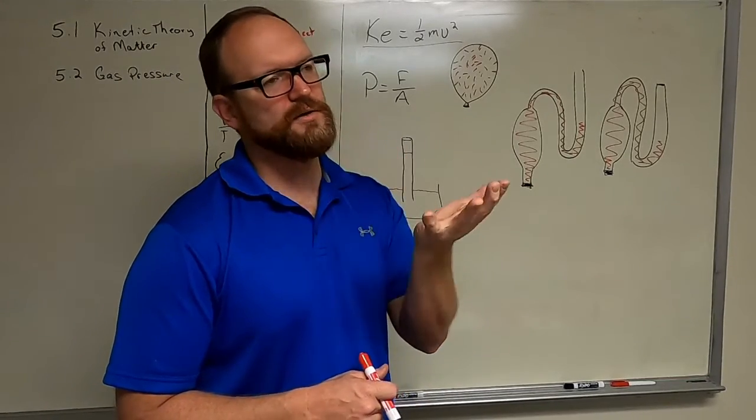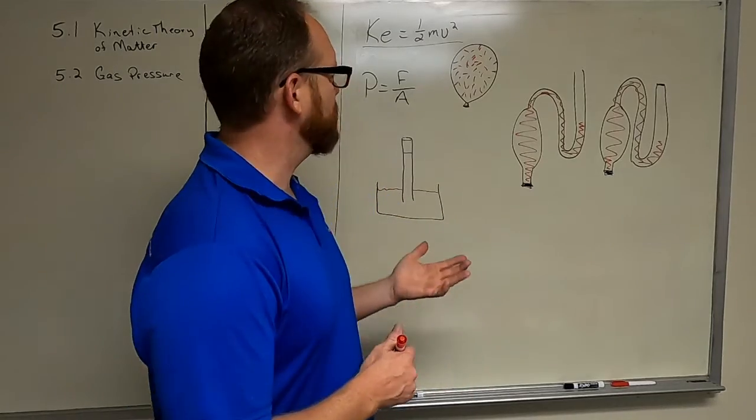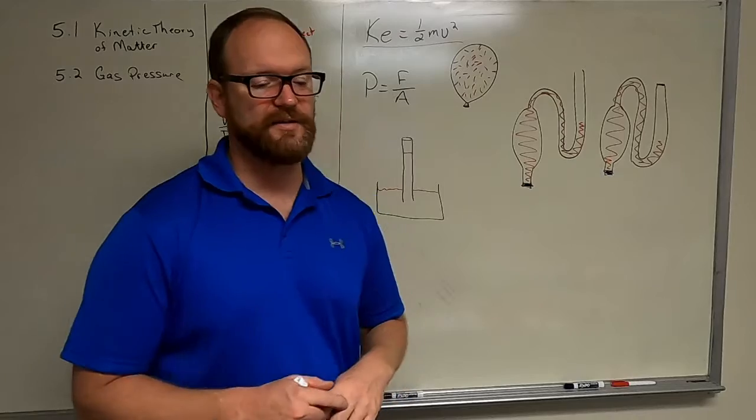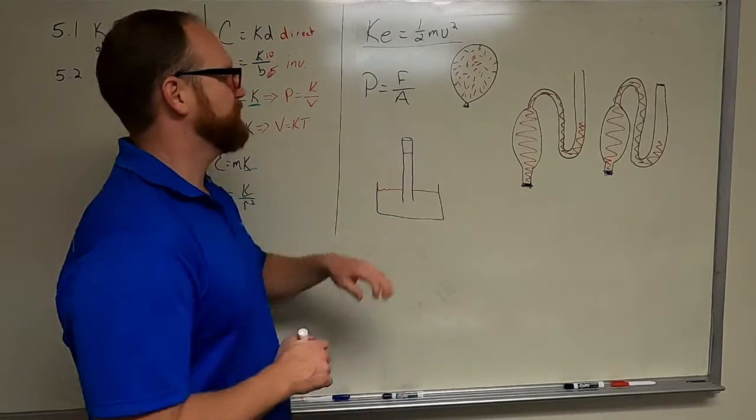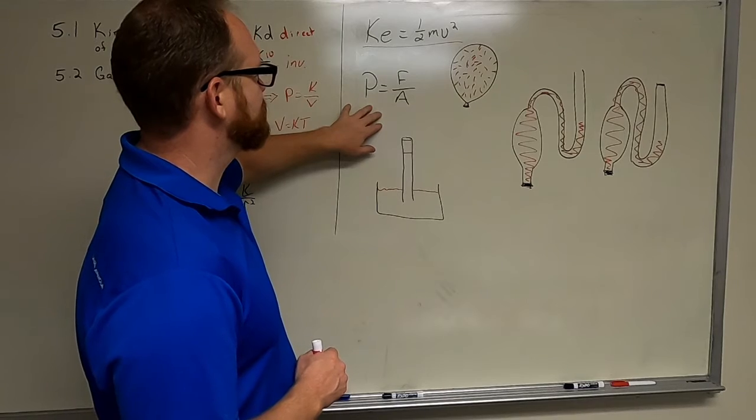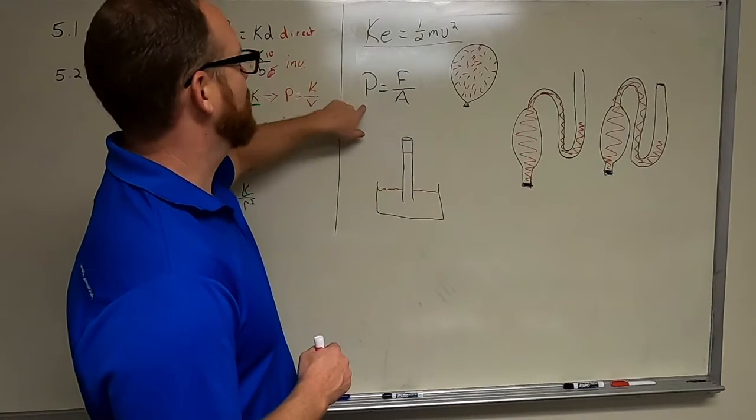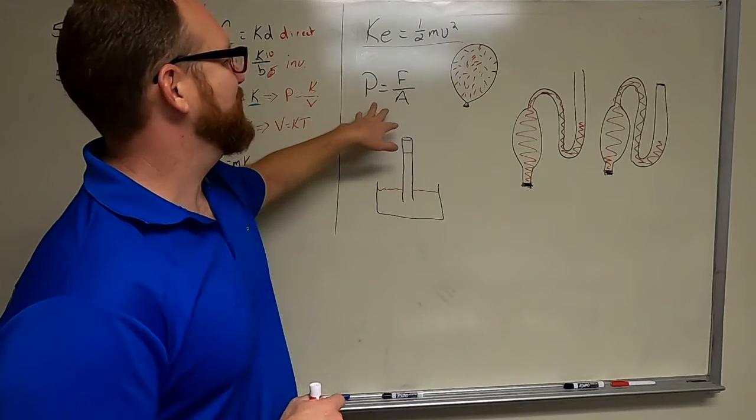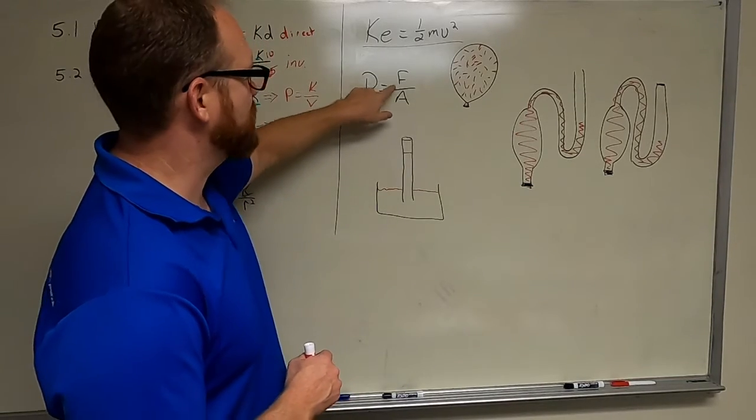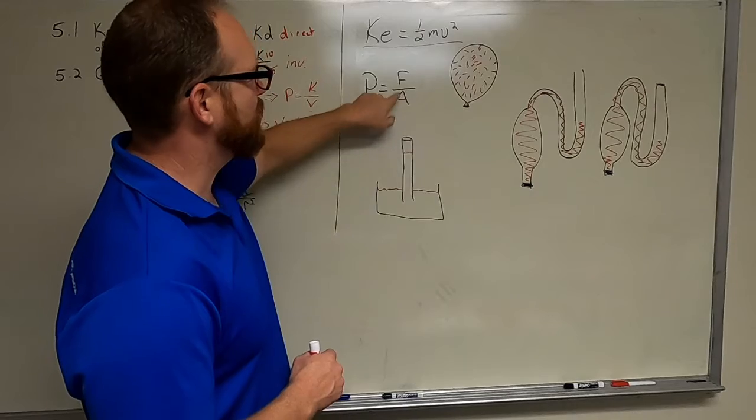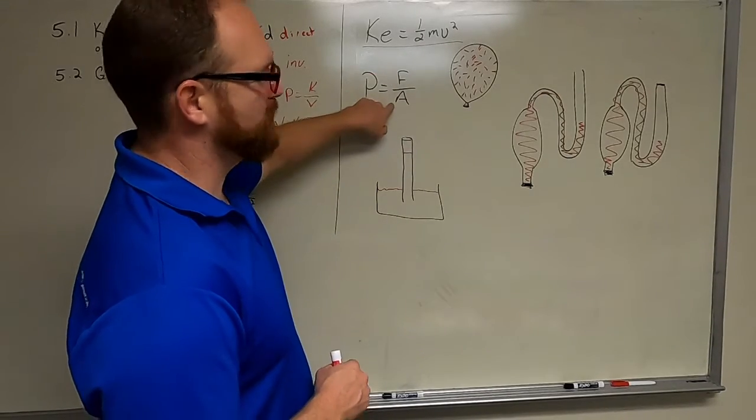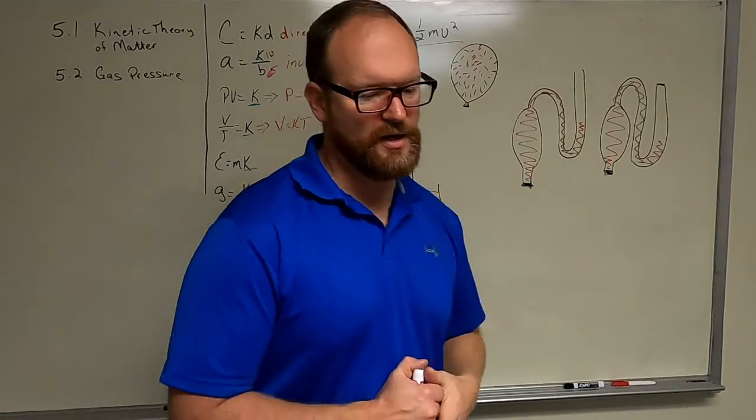But there's also another formula that we're going to see and use in another aspect of gas. It's called pressure. The formula for pressure that we're going to use is force over area, or unit of area. So force over area, a pretty interesting concept.